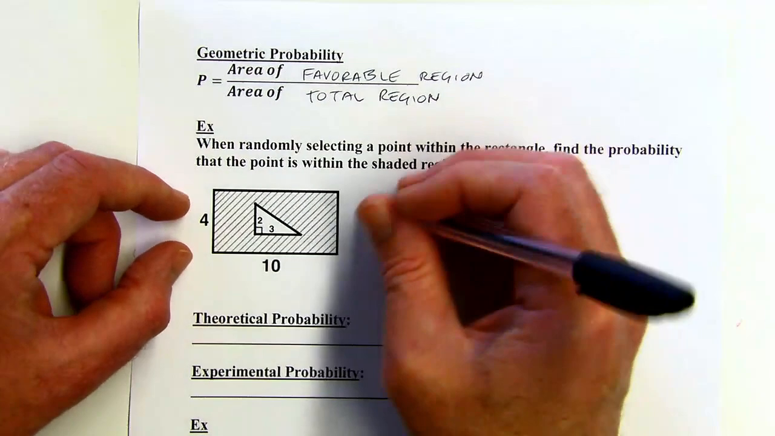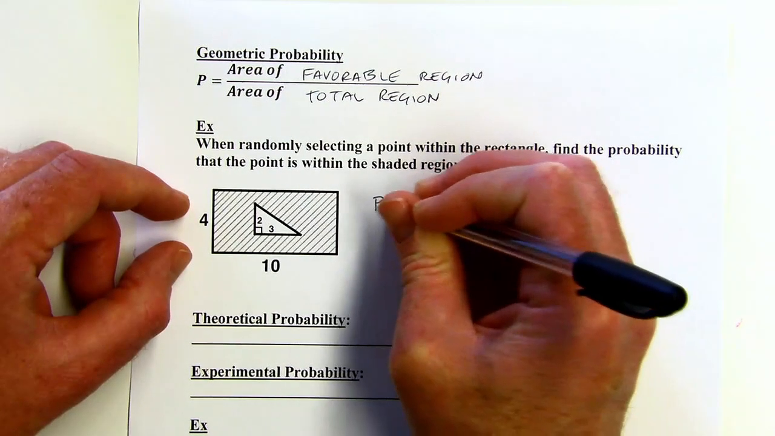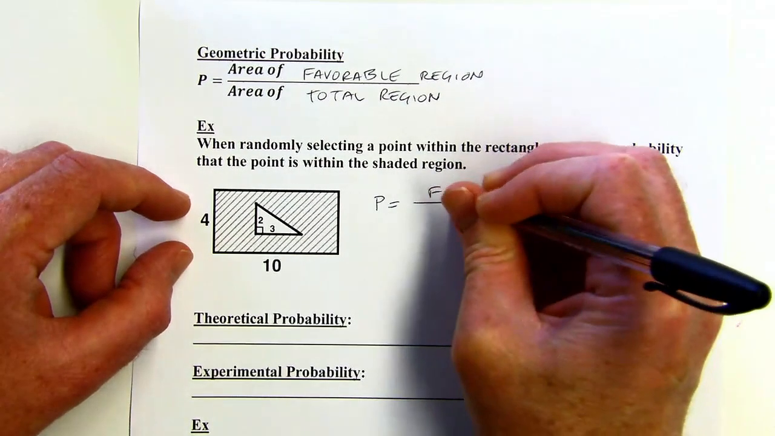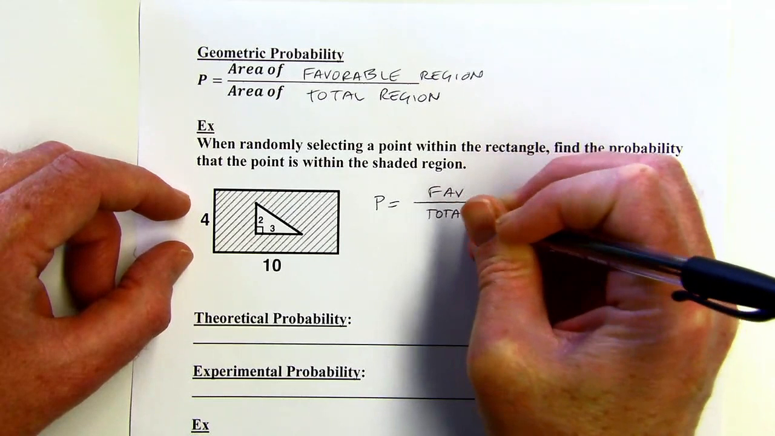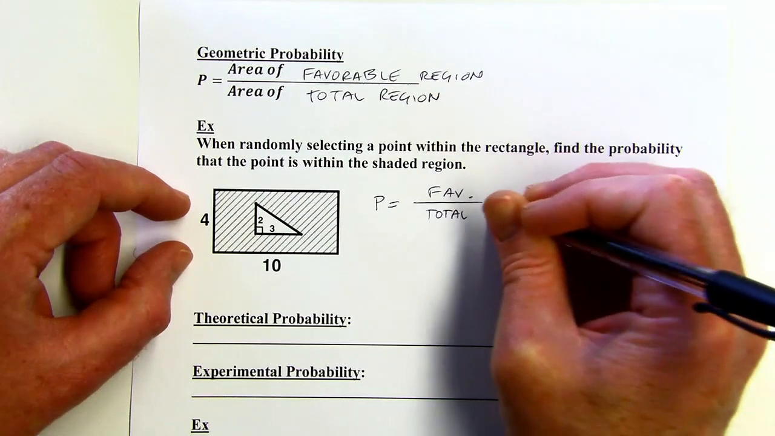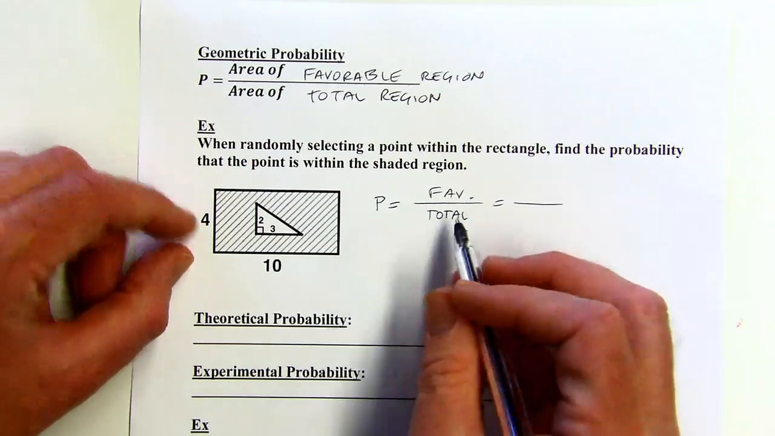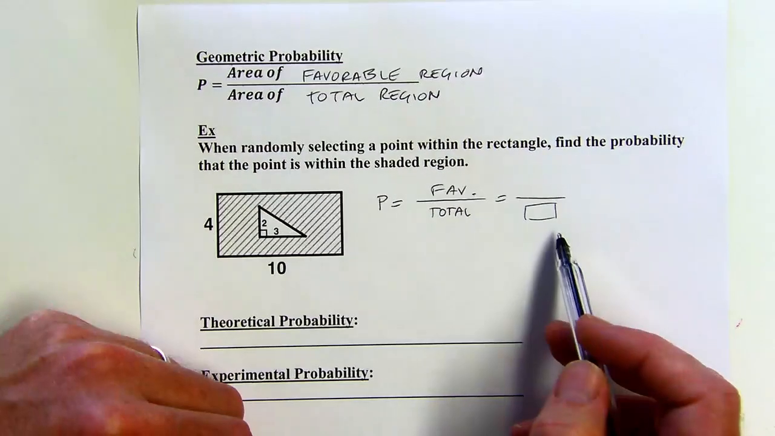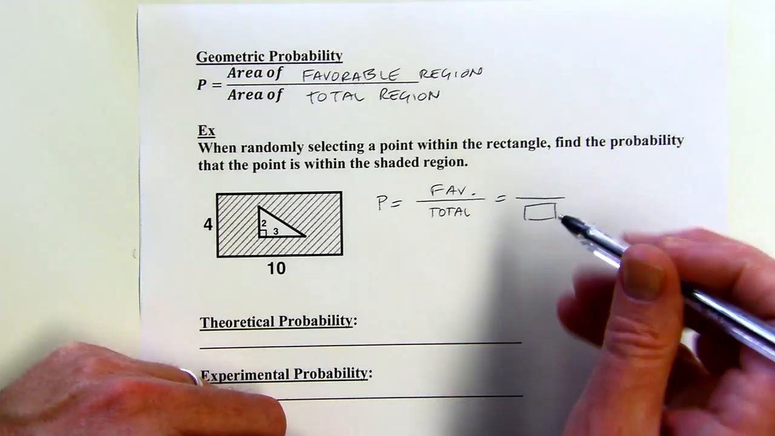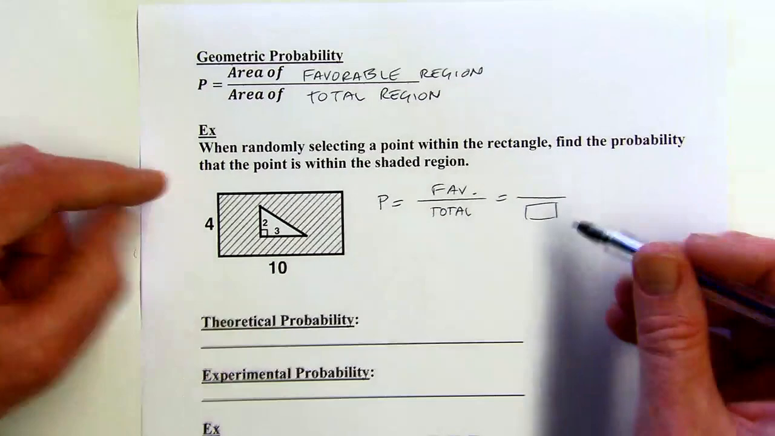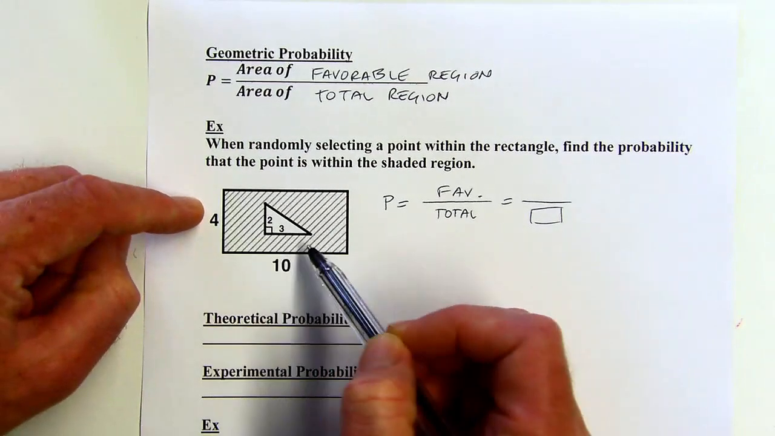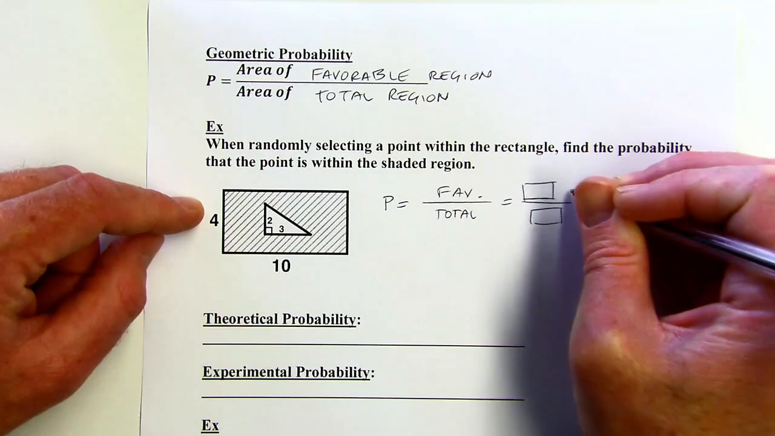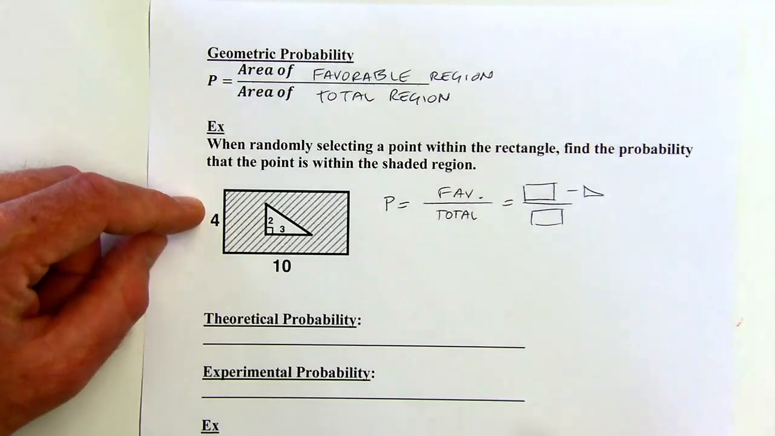So I'm thinking my probability here, I need to do favorable over total, right? So the favorable region is the shaded part. The total region is the whole rectangle. So I'm just going to draw a little picture of that. That's my total region, the rectangle. So I'm going to find the area of that rectangle. But let's come up with a plan for finding the area of the shaded region. The shaded region is the favorable one. Well, the shaded region is a rectangle with a triangle cut out of it. So that's my plan there.